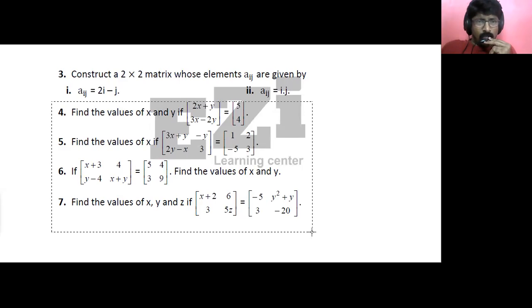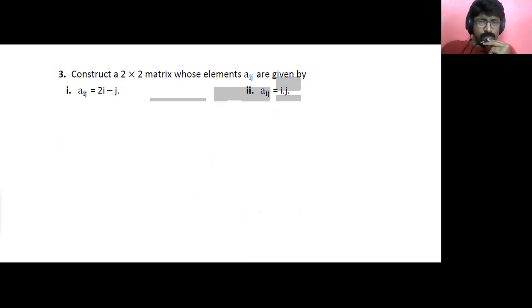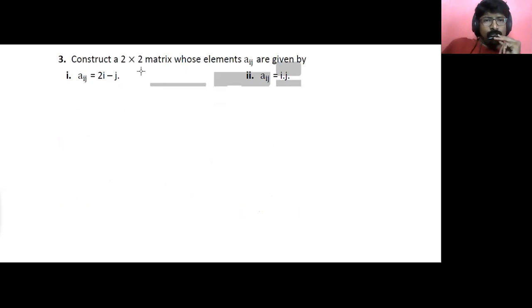I'll just take this a little down. One second, hold on for a moment, and then I'll start solving this sum. Okay, now how will we do this? Construct a 2 by 2 matrix.